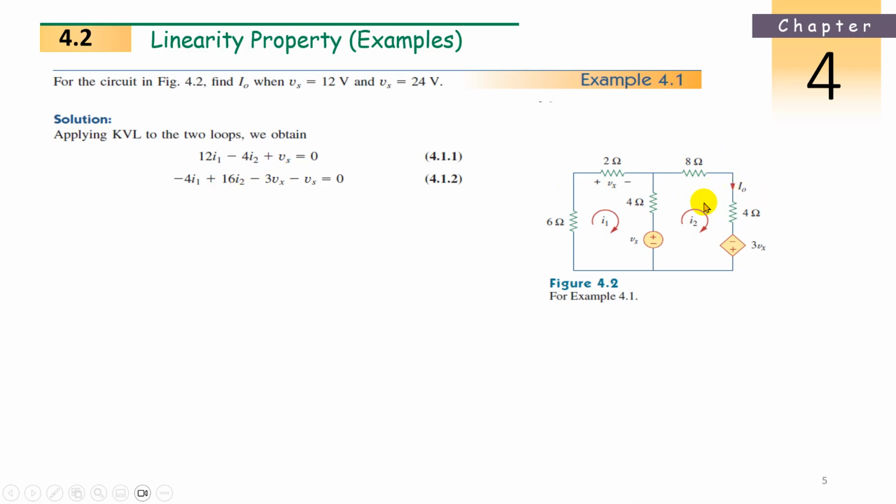Next, other than I2 in this loop, what is flowing? I1. In which 4 ohm resistance? How is it flowing? Opposite to I2. So minus 4 I1 is there. Next, the remaining sources. One source is leaving from here, so minus 3 Vx. Now the current is again leaving from this source, so minus Vs. So like this we have to write the 2 equations.